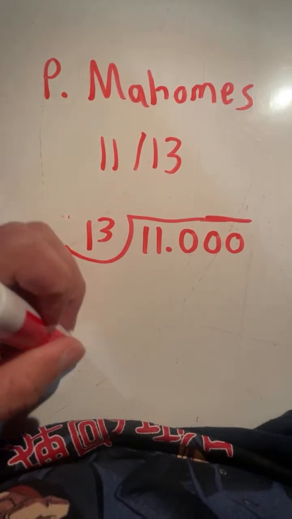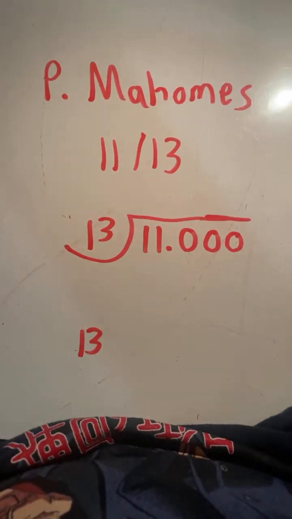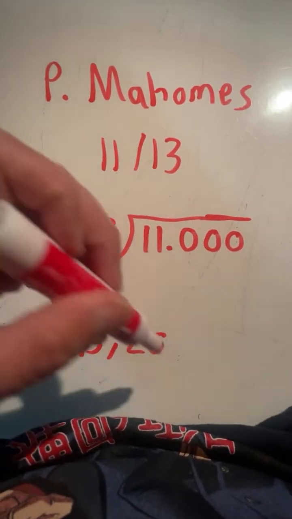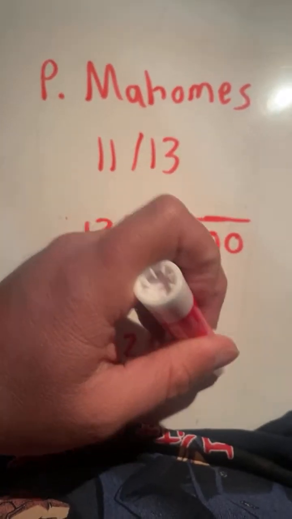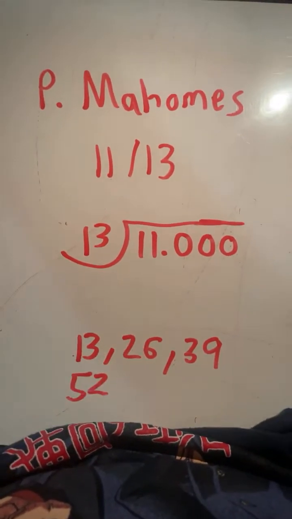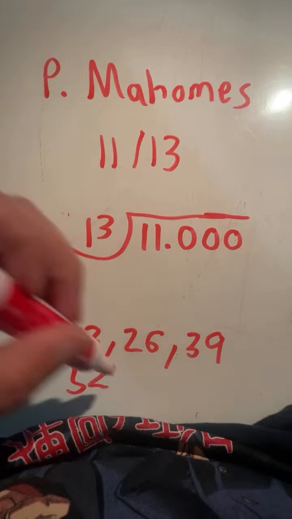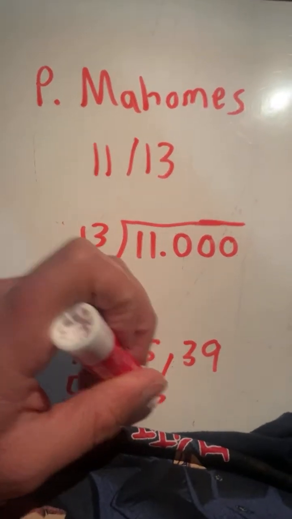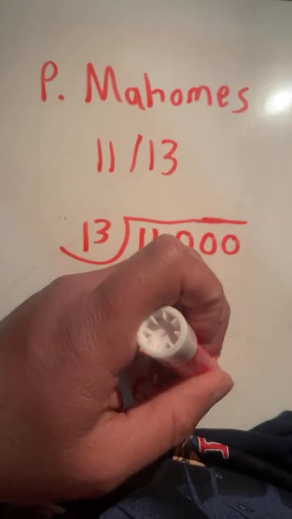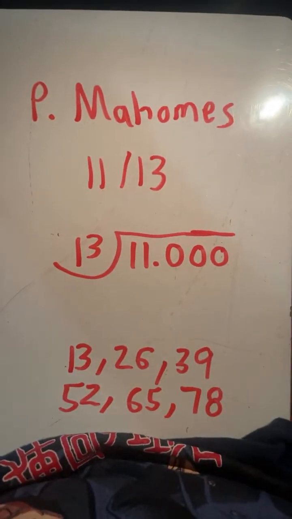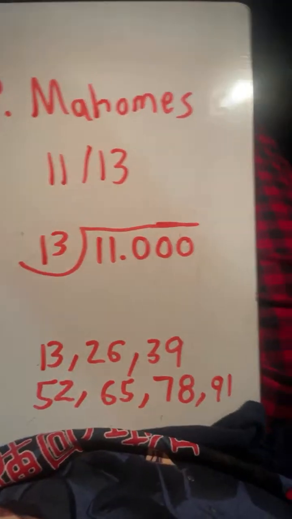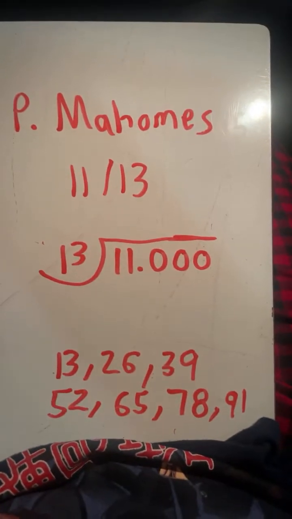So I'm going to figure out how many groups of 13 go into 110. 13, that's one group of 13. 26, two groups of 13. 39, three groups of 13. 52, four groups of 13. 65, five groups of 13. 78, six groups of 13. 91, seven groups of 13.